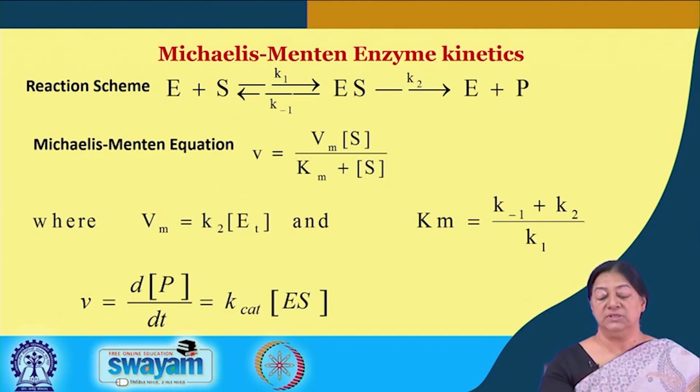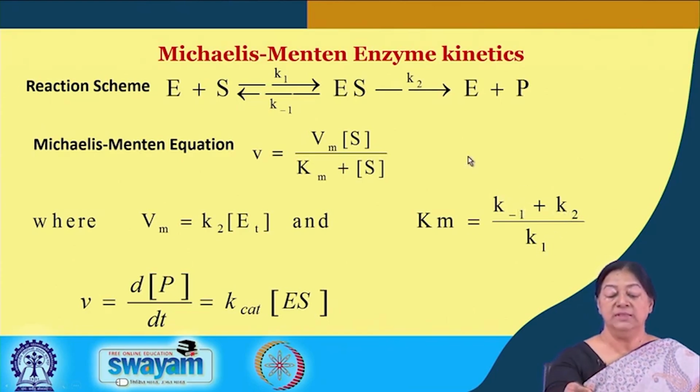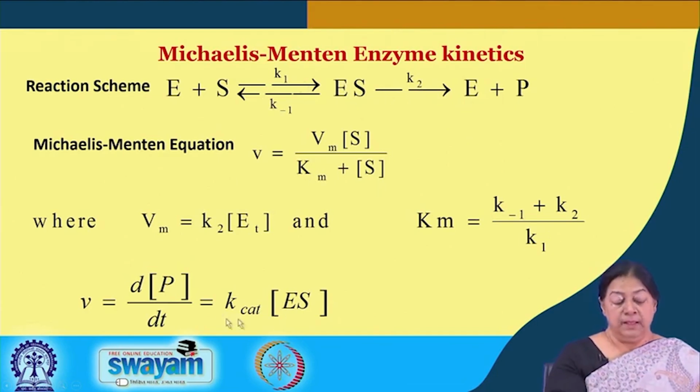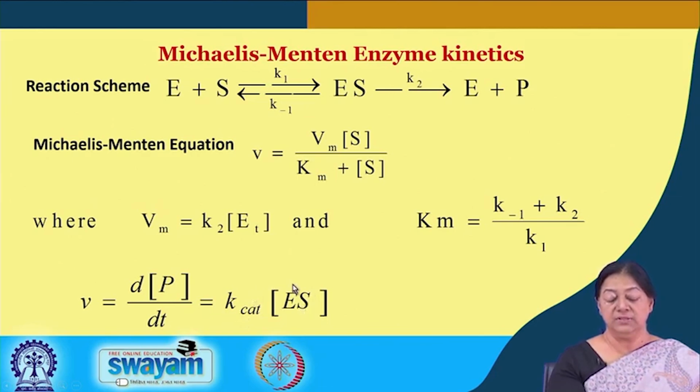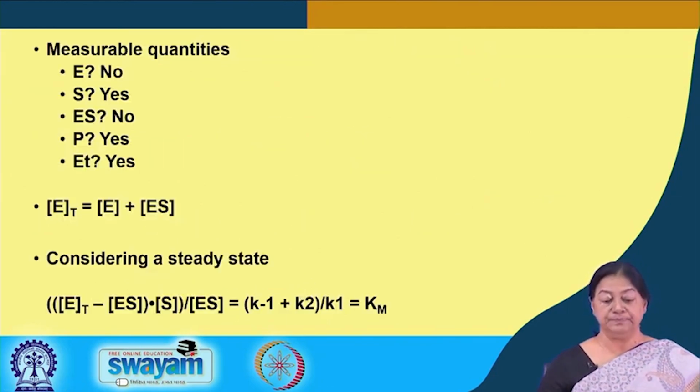This Km quantity is known as the Michaelis-Menten constant. This constant, you can see, is a measure of K minus 1 plus K2 divided by K1. What are K minus 1 and K2? These are where the enzyme substrate complex is disintegrated or destroyed, but K1 is where it is formed. The V, as we said, is the formation of the product with time, and it is the Kcat, the catalytic rate constant, times the ES, that is the enzyme substrate complex.